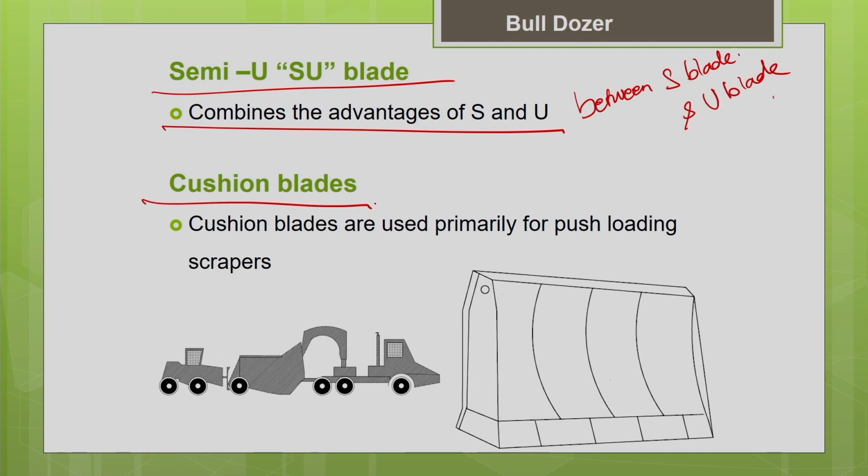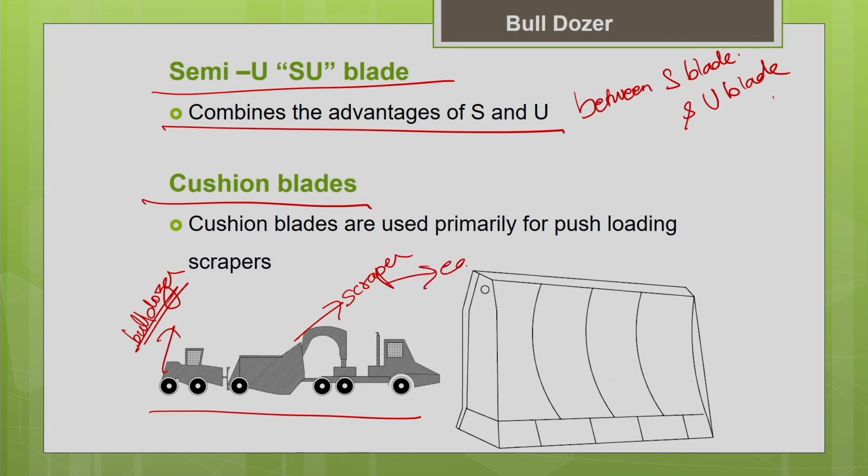Then let us see what this cushion blade is. I have shown this picture earlier, when we discussed the application of bulldozers. I told you that bulldozers are also used for supporting other machines, assisting them in their job. This is a schematic sketch showing a scraper, and this is the bulldozer. The bulldozer is helping to push the scraper. The scraper is also an earth moving equipment, and we are going to discuss it in detail in the next lecture. This scraper has a bowl and a cutting edge. The scraper will cut the earth and fill the bowl. That is called the loading operation.